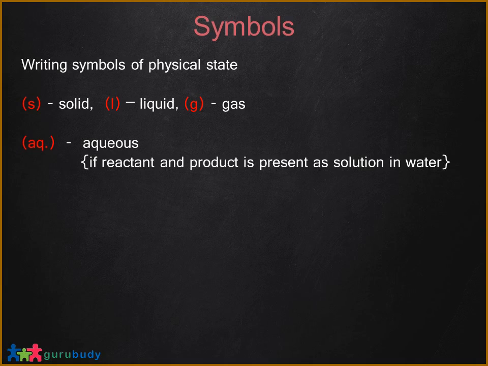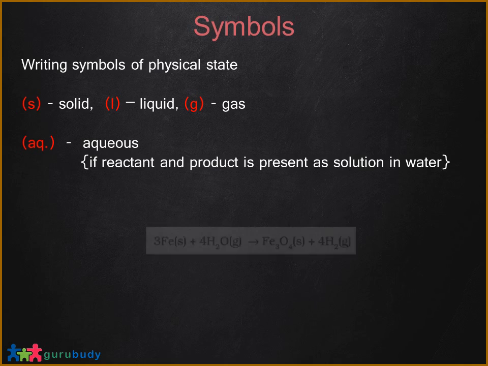Another important thing to note is that we do add a few more characteristics in the equation, to add some more information. For example, if we have a solid in the equation, we put a little s there just to make sure we know that it is solid. Similarly, for liquid, we put in brackets a small l, a small g for gas, and if our reactant or product is in a solution of water, we put aqueous, which is aq.